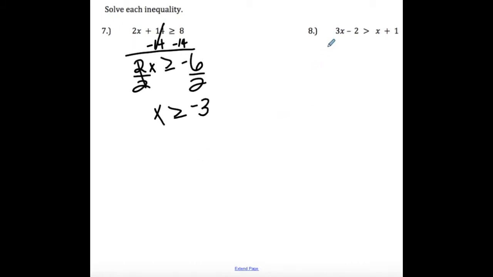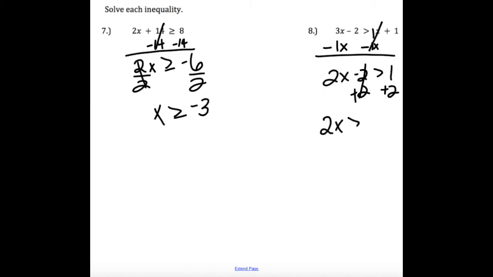On number 8, here's an example of variables on both sides. This is a 1x over here on the left. I'm going to subtract 1x from both sides to get started. 3 minus 1 is 2x. I'm going to add this 2 to the other side. 2x is greater than 3, and I'm going to divide both sides by 2. Again, I'm dividing by a positive, so I'm going to keep my sign the same. I'm going to leave my answer 3 halves. Some of you are going to type that in your calculator and get 1.5, but I'm going to just go ahead and leave that as a fraction.